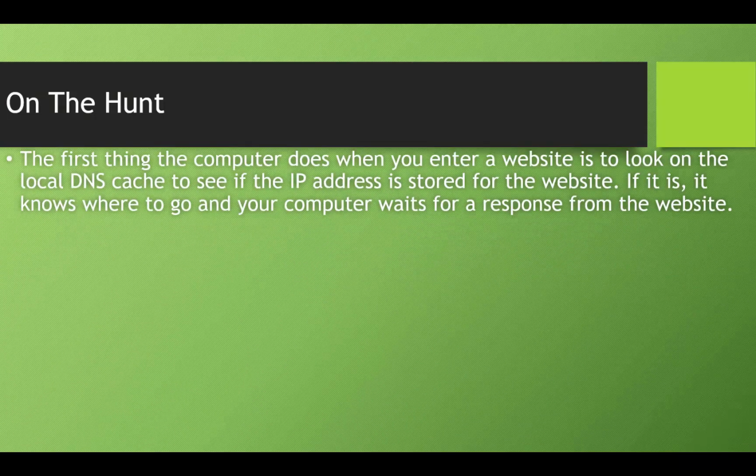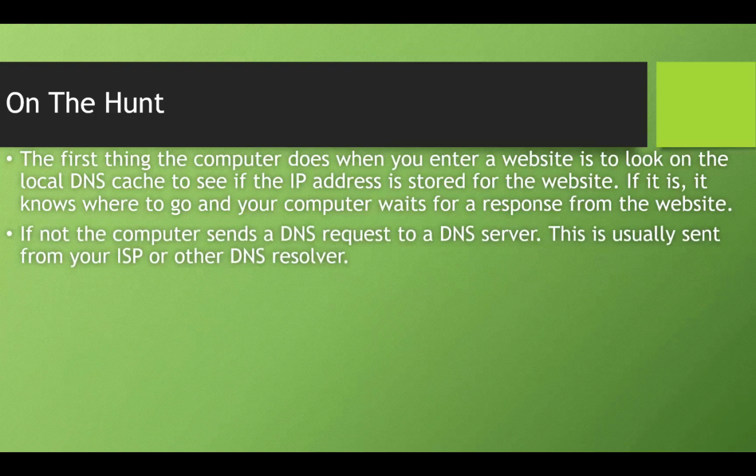So when you're traversing to a website, you go on the hunt. And the first thing the computer does, or hunts for, when you enter a website is to look on the local DNS cache to see if the IP address is stored for the website. So it looks on your computer and says, hey, do we have the IP address for that website? If it's on the computer, then it knows where to go, and your computer waits for a response from the website. Now, if not, the computer sends a DNS request to a DNS server.